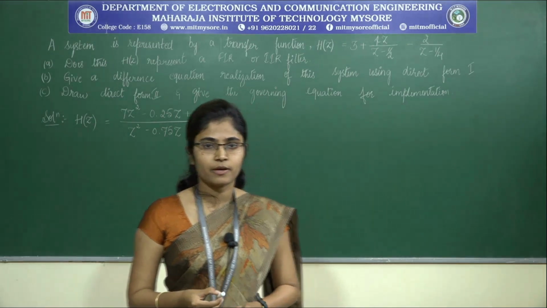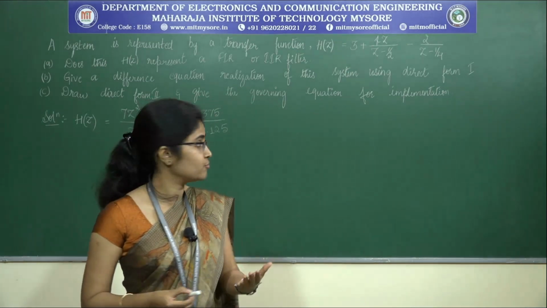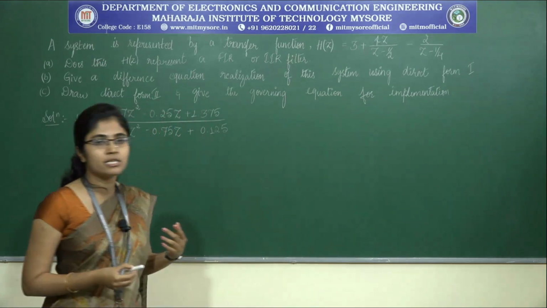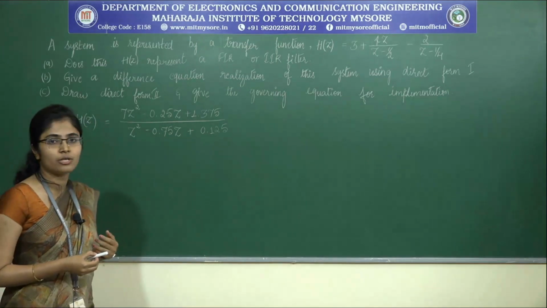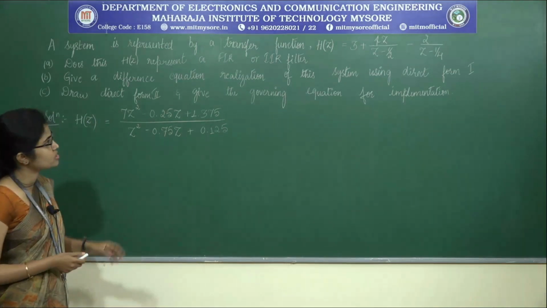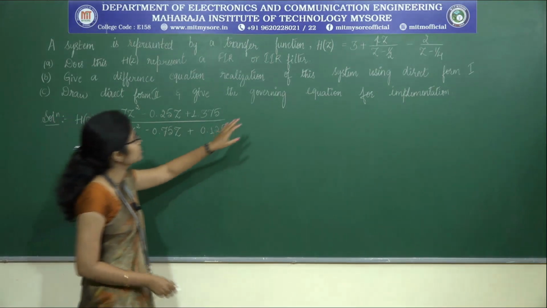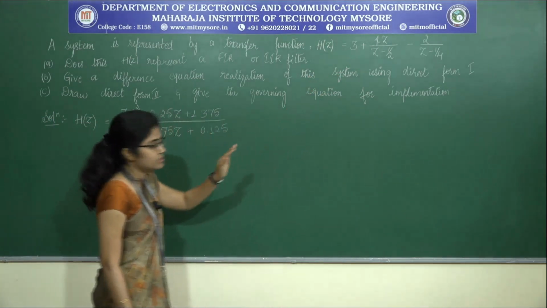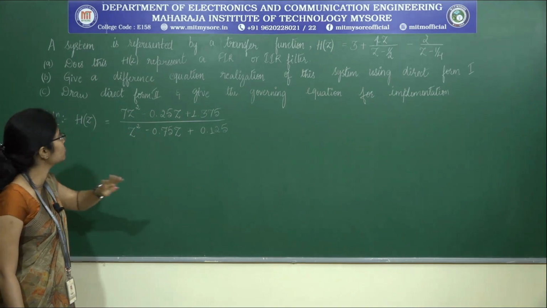We completed the introduction of IIR filter and the information related to direct form 1 and 2 in the previous class. So now let us start with the problems related to direct form 1 and 2. The question is, they have given us the transfer function of the filter H(z), and they are asking us to find out three things.